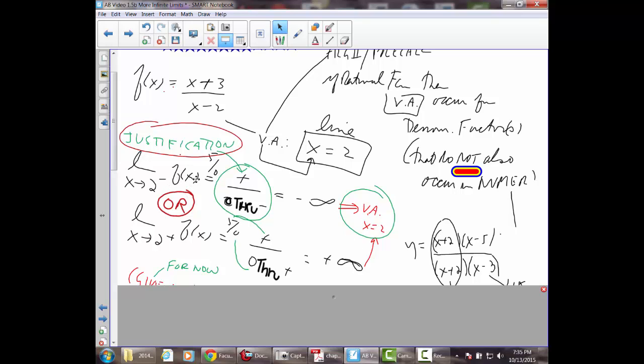So in this particular case, if I plug in 2, I get 5 over 0. 5 is positive. Approach 2 from the left, 1.9. 1.9 minus 2 will give me a 0 through negative. So that's going to be negative infinity.